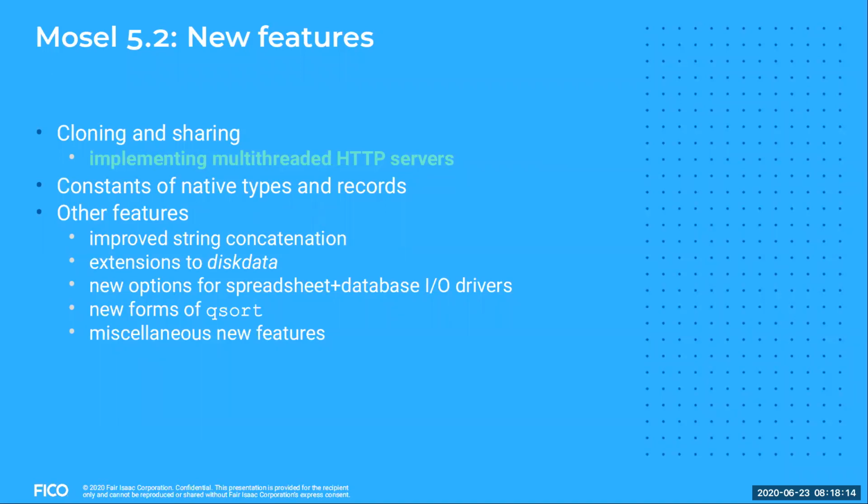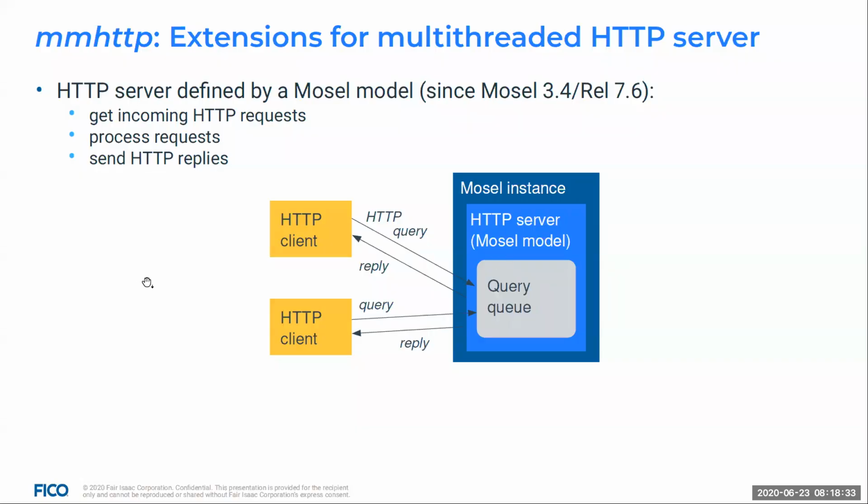Okay, back to you. So one example of using this shared data cloning functionality is provided immediately within the Express release in the form of an extension of the mmhttp module that allows you to define multi-threaded HTTP servers. What you already have for some time in the mmhttp module is the possibility to define an HTTP server or an HTTP client through a Mosel model.